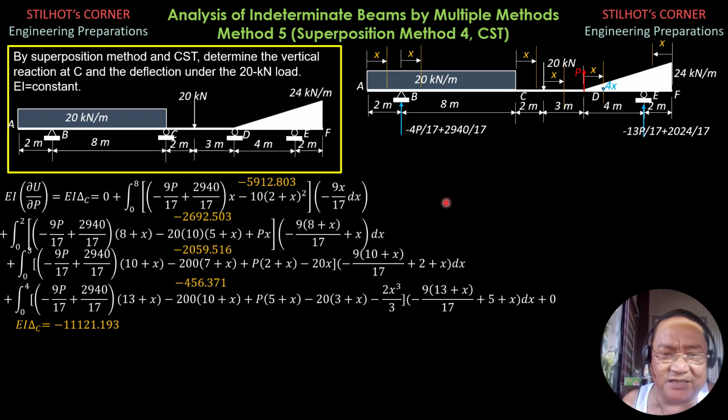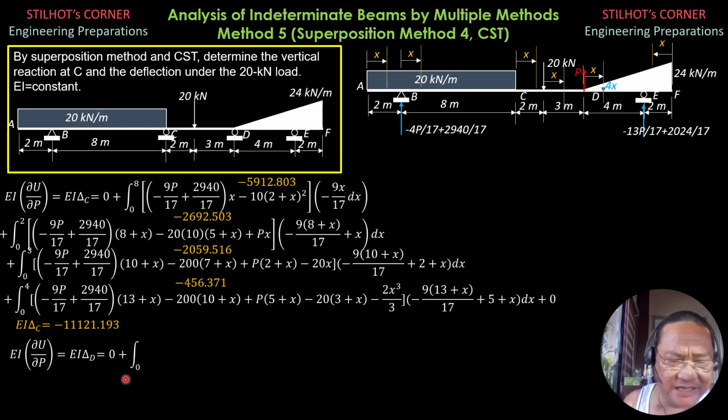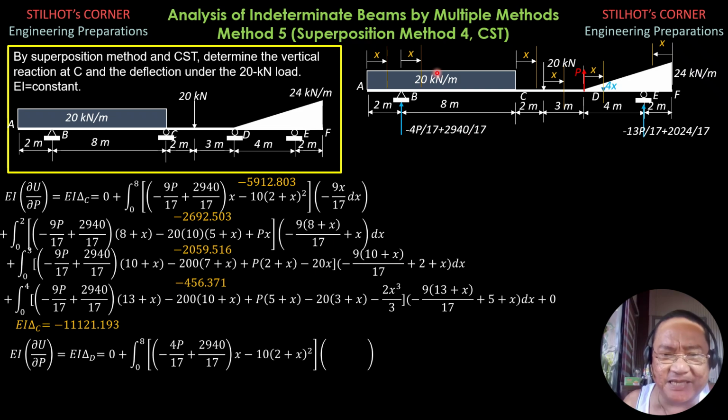Same sectioning, the value of the integral here is 0. Then EI times the partial derivative of U with respect to P, because P is now applied at D, is equal to EI delta D. So EI partial of U with respect to P is EI delta D equals 0 plus the integral from 0 to 8 of quantity negative 4P over 17 plus 2940 over 17 times x, minus 10 times quantity 2 plus x squared. I hope that you can set up this moment equation. The derivative with respect to P is negative 4x over 17 dx this time.